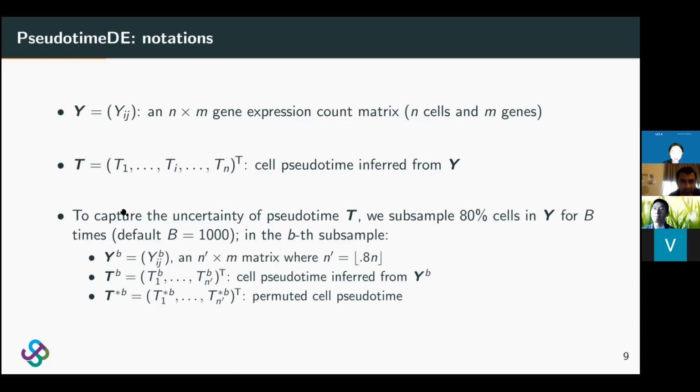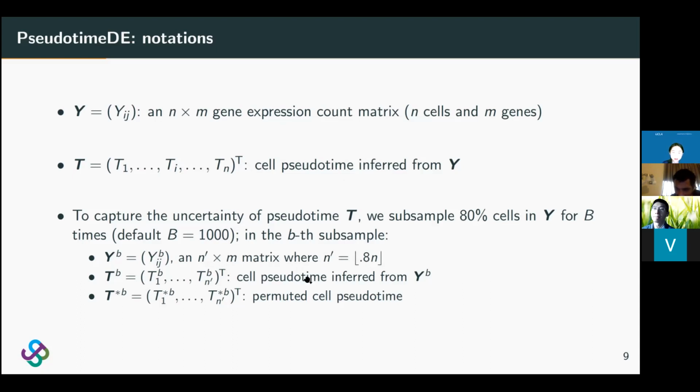Okay, so we have n cells. If we perform pseudotime inference, we will get one pseudotime per cell, T1 to Tn, and Ti is the pseudotime of cell i. It's often normalized to 0 to 1. To capture the uncertainty of pseudotime T, we subsample 80% of the cells in Y, so 80% of the rows in Y, and in the b-th subsample, this is the subsample matrix, we contain 80% of the rows.